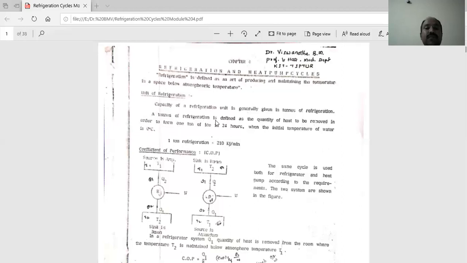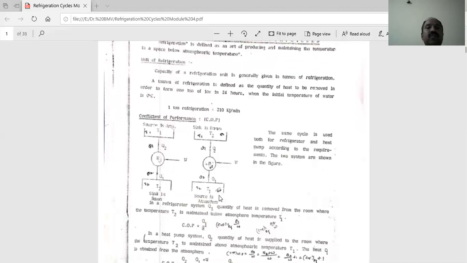1 ton of refrigeration is defined as the quantity of heat to be removed in order to get 1 ton of ice in 24 hours, when the initial temperature of water is 0 degrees centigrade. That is what you call a 1 ton refrigeration system. 1 ton of refrigeration is equal to 210 kilojoules per minute.